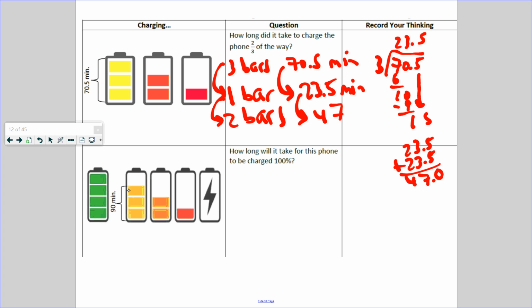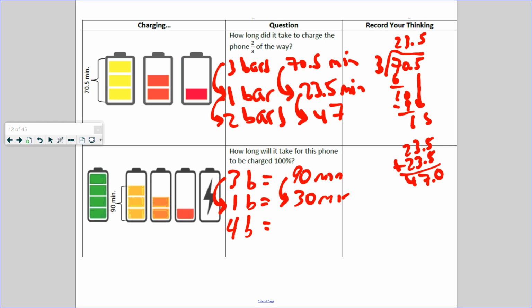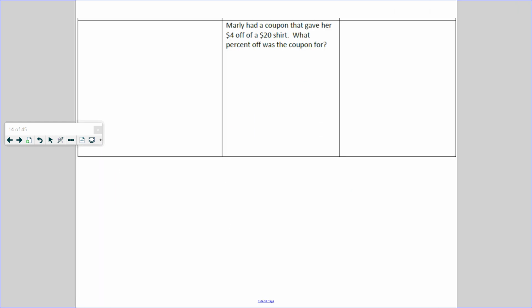Next one. 3 bars represent 90 minutes. So what would 1 bar and 4 bars be? What's the relationship between 3 bars to 1 bar? Divide by 3. 90 divided by 3 is 30 minutes. So each bar represents 30 minutes. If each bar represents 30 minutes, 30, 30, 30, 30, or times 4, is 120 minutes, or 2 hours. Many ways to do this. Anyway, and then I'll do the last question.